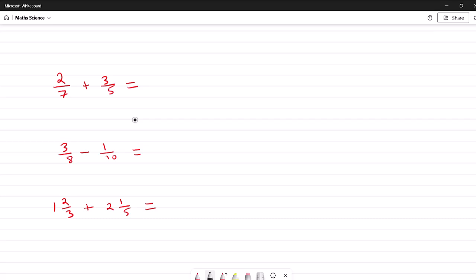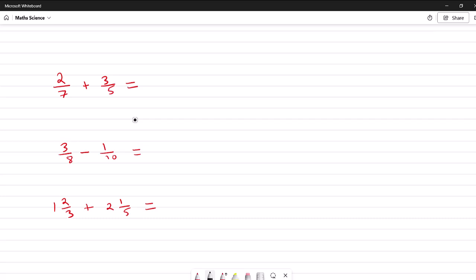In this tutorial, we're going to learn how to solve fractions using cross multiplication. So here we have three different examples. In the first one, we are just going to add the fractions. The second one, we are going to subtract. And the third one, we're going to add, but we have mixed numbers here. Okay, so let's solve our first equation here.